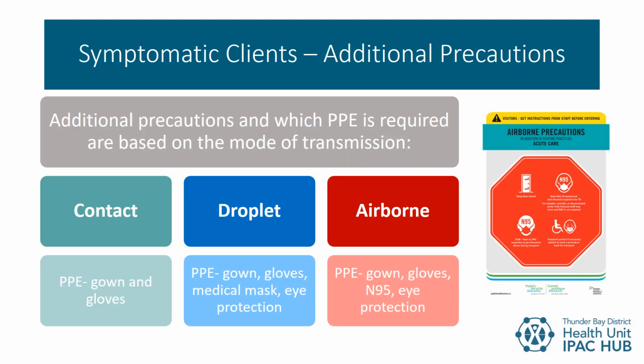Symptomatic clients. Additional precautions. Shown on the slide are the additional precautions at which PPE is required based on the mode of transmission. For contact precautions, PPE requirements include gown and gloves. For droplet, it includes gown, gloves, medical mask, and eye protection. For airborne, it includes gown, gloves, and N95 mask and eye protection.